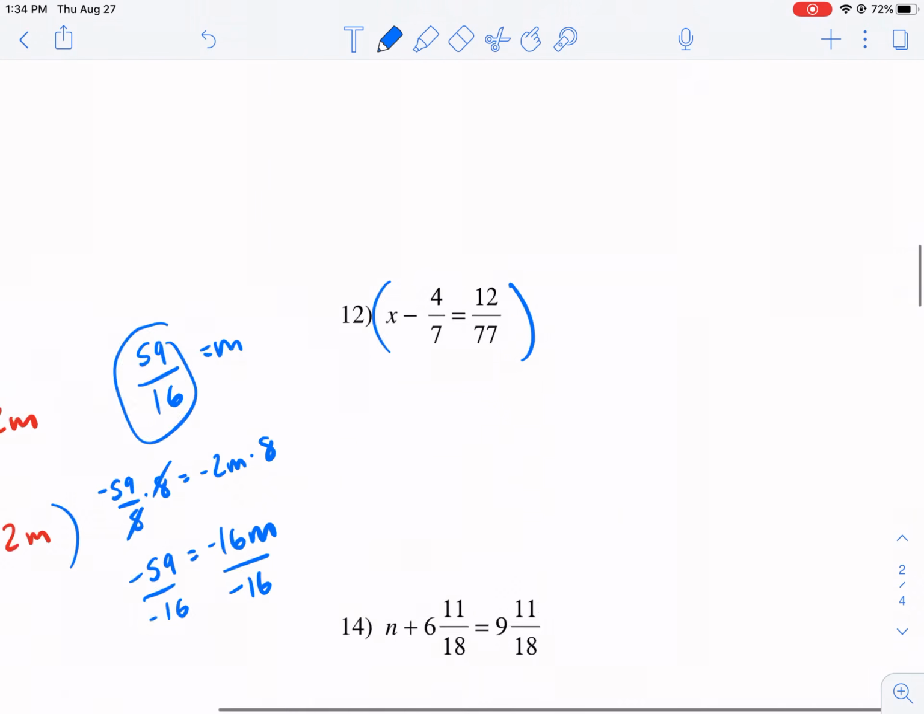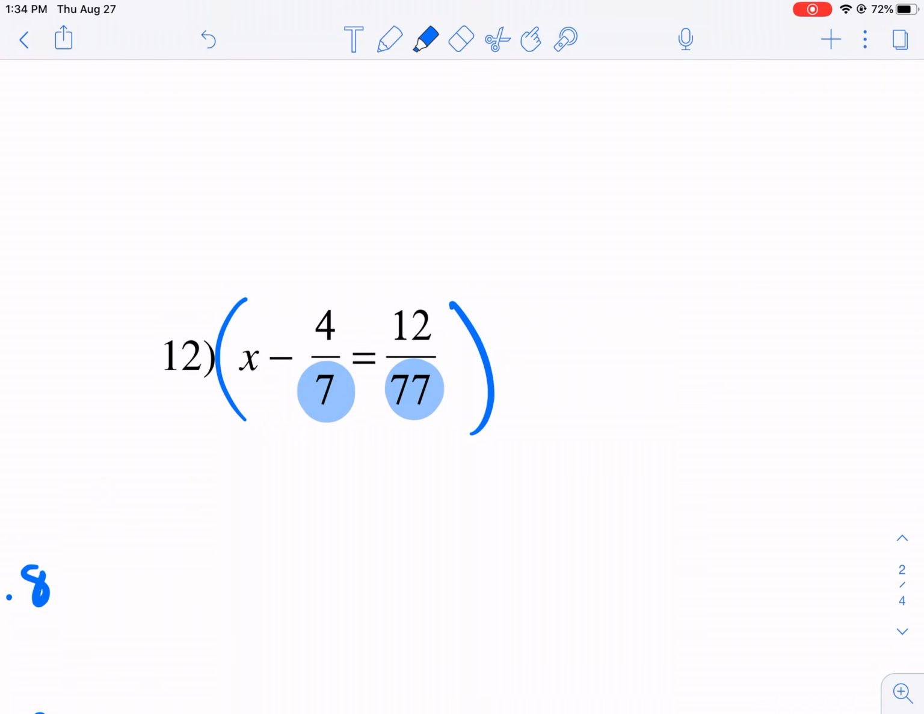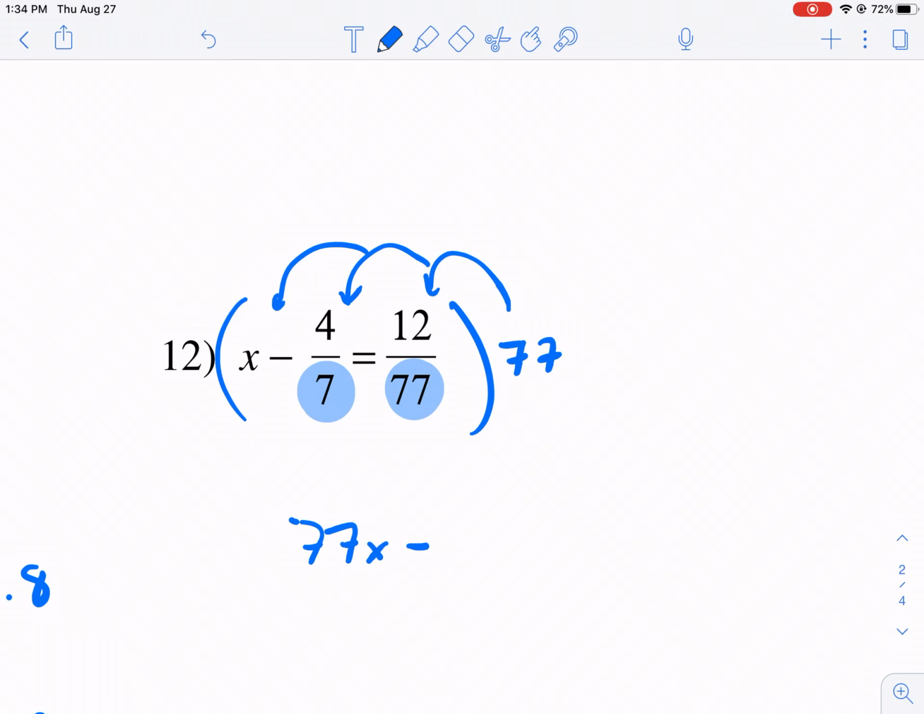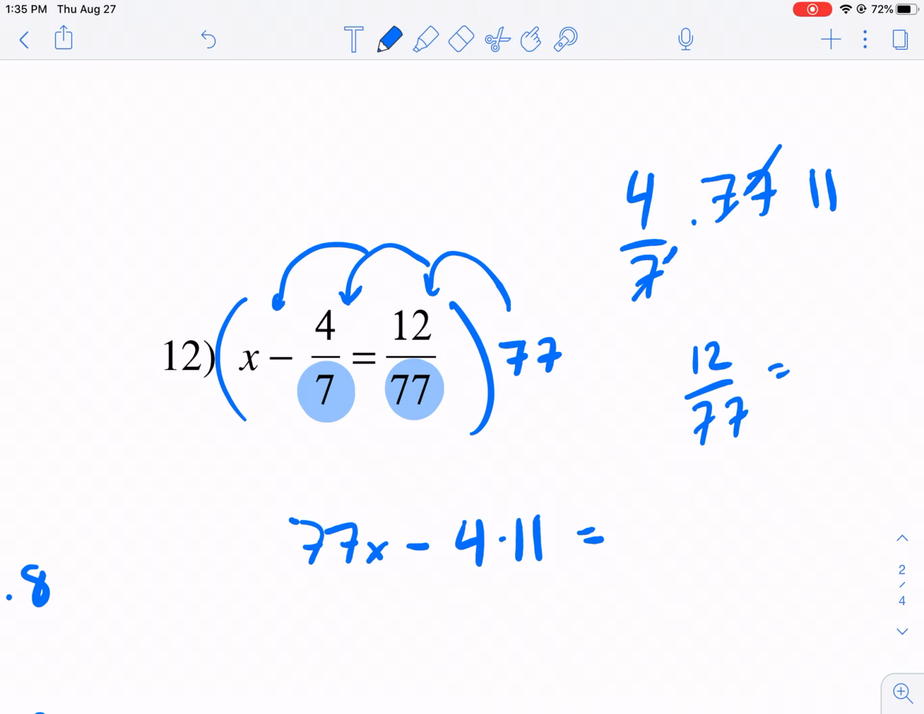This one also is pretty quick. We see that we have 7 and 77 as denominators, so we want something that eliminates both of those. We're going to multiply all the terms, not just the fractions, but all the terms by 77. So we have 77x minus... I'm going to do this up here so you can see what I'm doing in my head. 4 over 7 times 77, it cancels with the 7, and it gives 11 left over. So then we have 4 times 11, and 12 over 77 times 77 cancels completely, and you're left with 12.